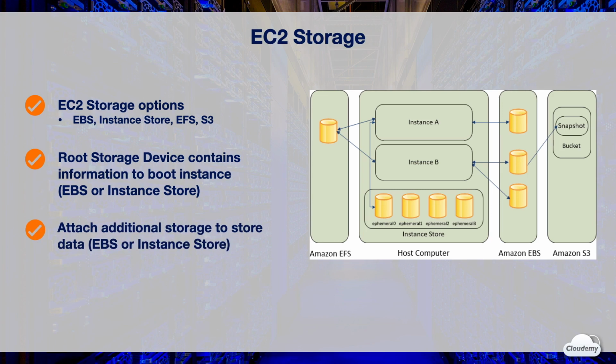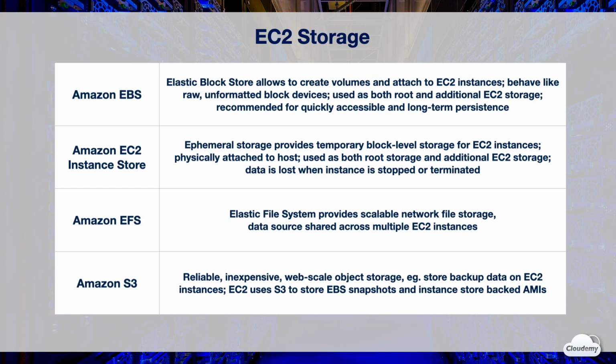Amazon EBS stands for Elastic Block Store. It allows you to create volumes and attach them to EC2 instances. EBS volumes behave like raw and unformatted block devices that can be used as both root storage and additional storage. EBS volumes persist even after you stop or terminate the EC2 instance. It is recommended for quickly accessible and long-term persistence.